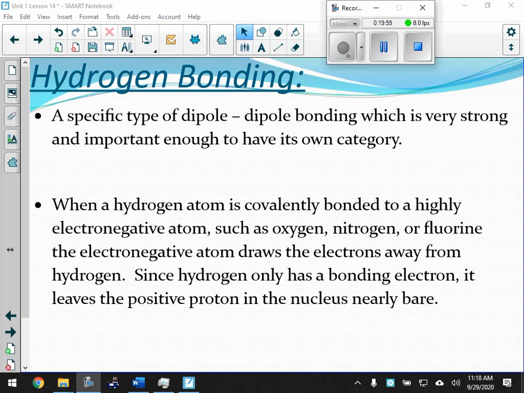Hydrogen bonding is the next type, so this is the second one that we're going to talk about. And I think we have to know this. It's a specific type of dipole-dipole. So again, what kind of molecules are we talking about here? Polar or non-polar? Dipole-dipole is what kind of force? Polar, right? So this is also for polar molecules. It has to be polar. But it's a very specific bunch of polar molecules.